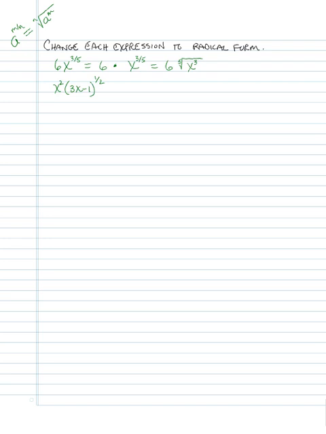And so we need to recognize that the 1/2 exponent applies to the 3x minus 1. It has nothing to do with the x squared. So the x squared is a separate issue from the radical. Now, the 1/2 power means we have a square root, and it's the square root of what the power is on. In this case, that power is 3x minus 1. So we would write our radical form as x squared times the square root.